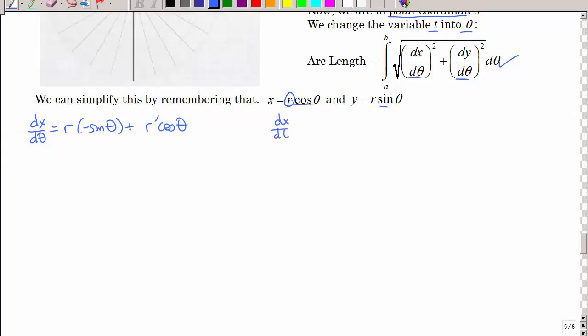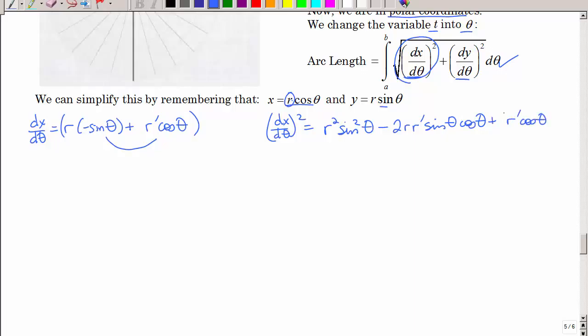So now I need to square it because of this. So if I square this, I would have to FOIL it out. So I'm going to have r squared sine squared theta. Then multiplying those together twice, I'd have minus 2r, the derivative of r, sine theta cosine theta, then plus the derivative of r cosine theta all squared. And you're saying, hey, you're supposed to simplify it, not make it worse. I know, just hold on.